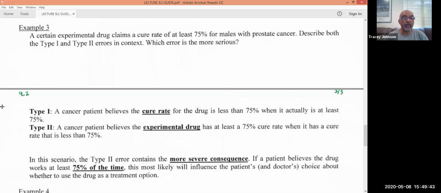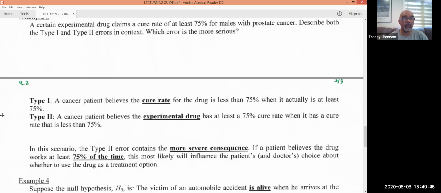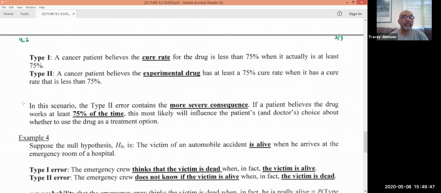In this scenario, the type 2 error contains the more severe consequence. If a patient believes the drug works at least 75% of the time, this most likely will influence the patient's and doctor's choice about whether to use the drug as a treatment option.